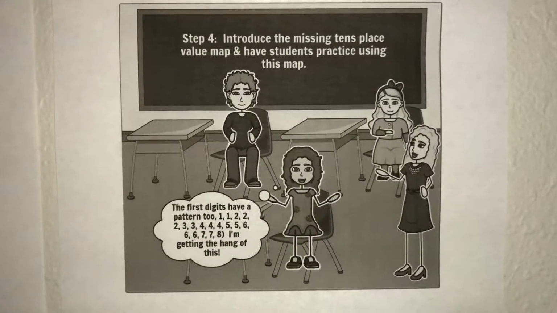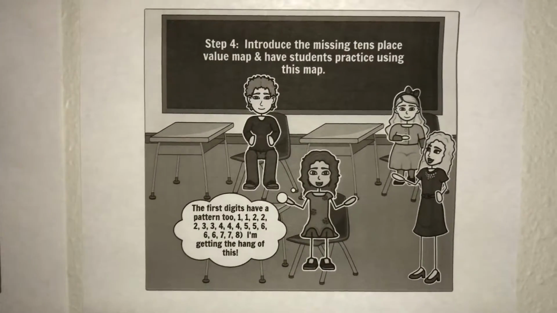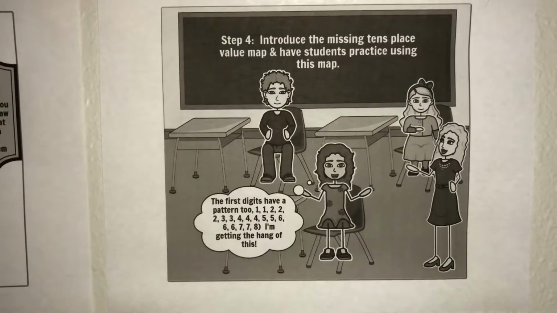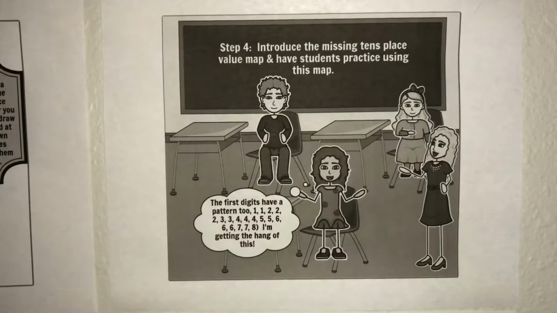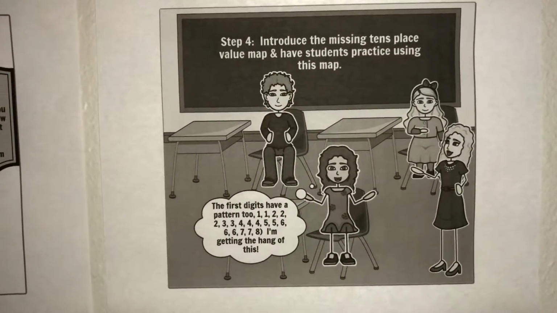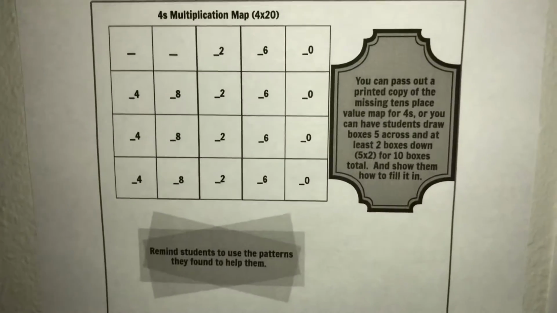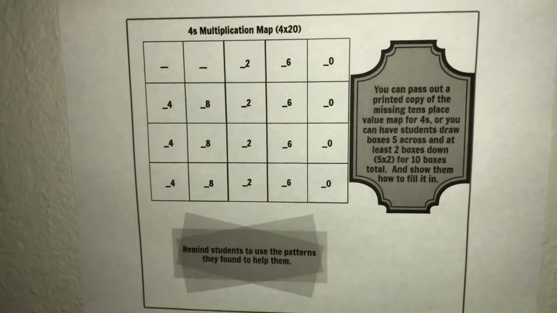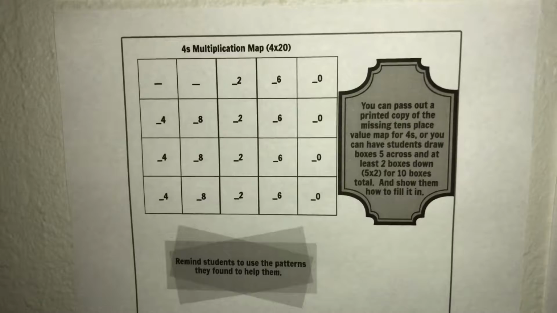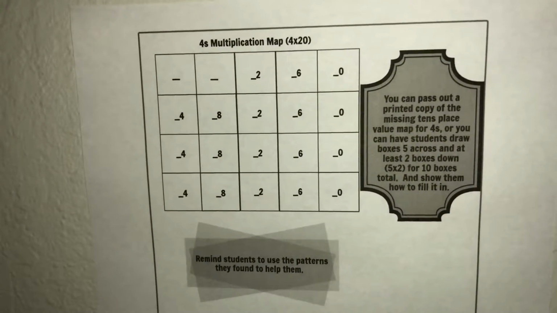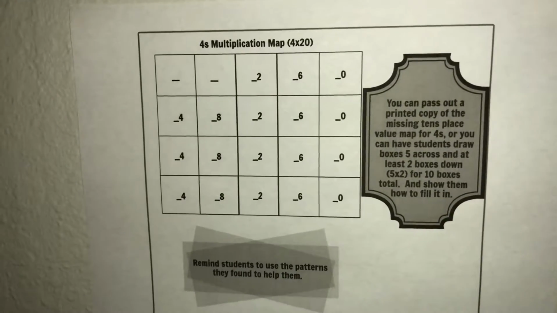Step 4, you're introducing the missing tens place value map, and you're going to have students practice using this map. Students will begin to see a new pattern here with the repetition of digits. The missing tens place value map looks like this. Again, you want at least 5 boxes across and at least 2 boxes down to help students see a pattern. They're going to use their patterns as they practice.